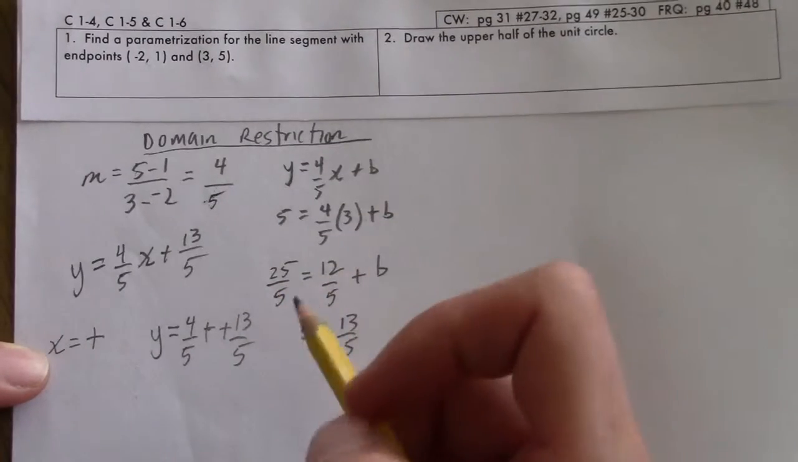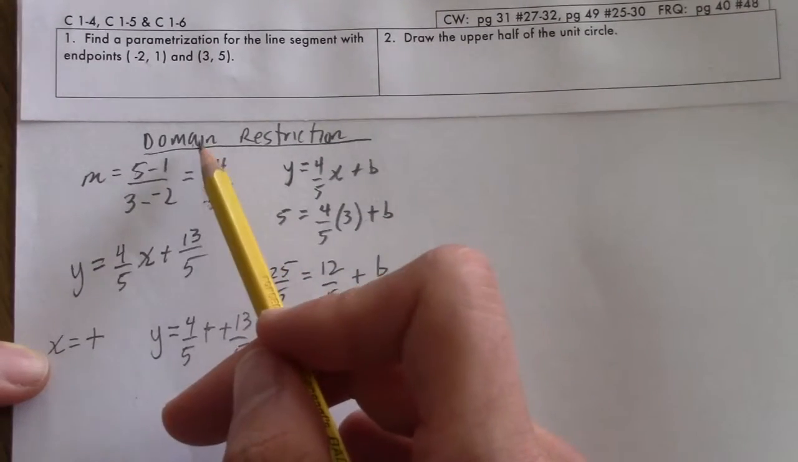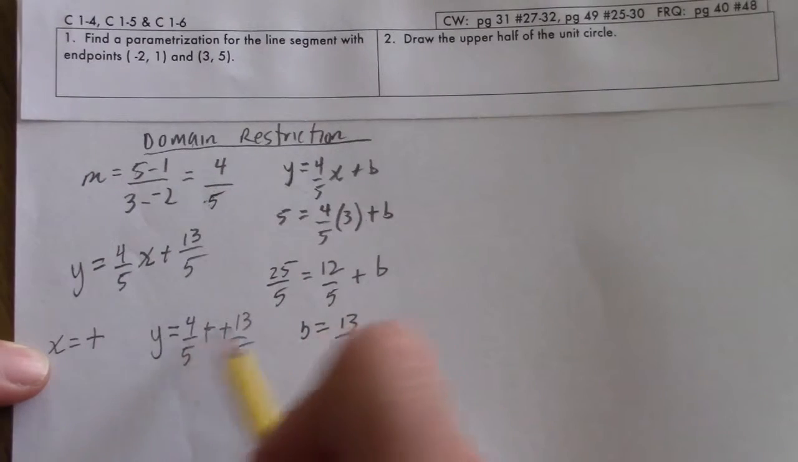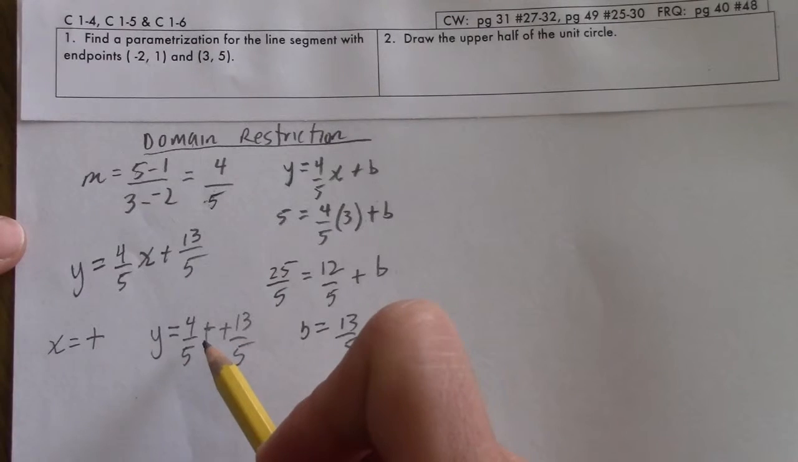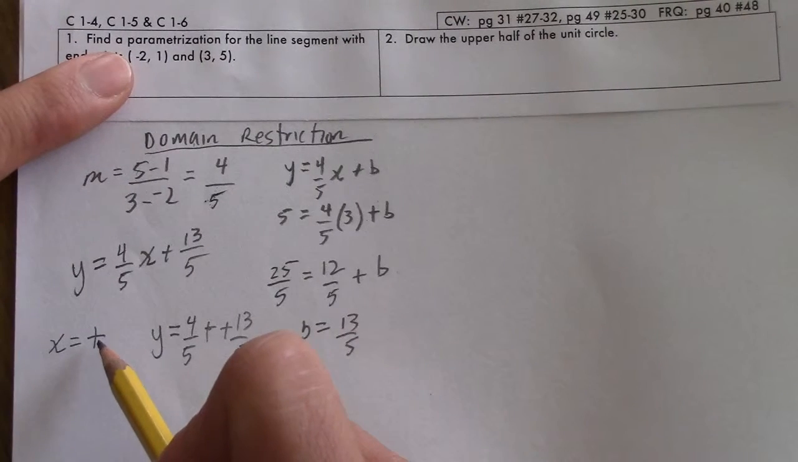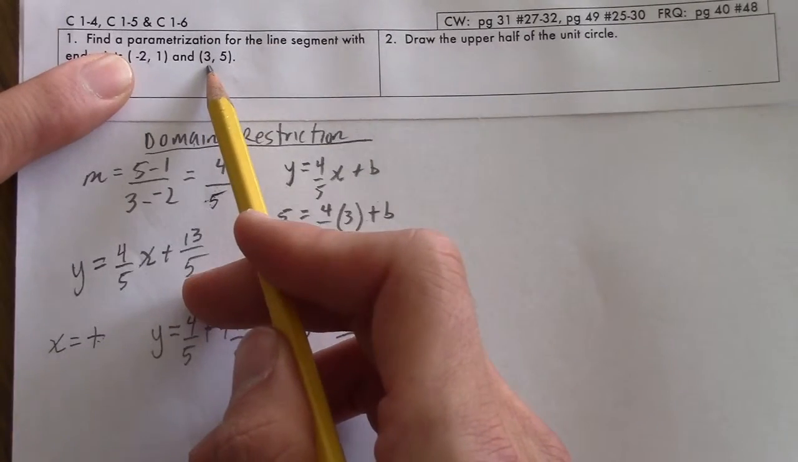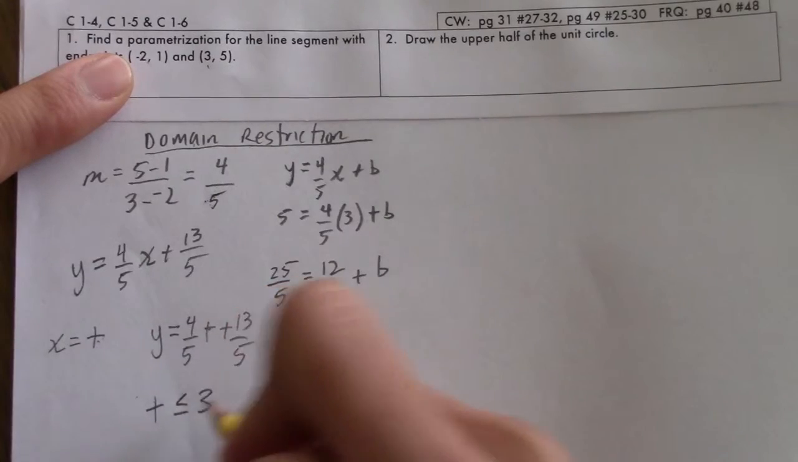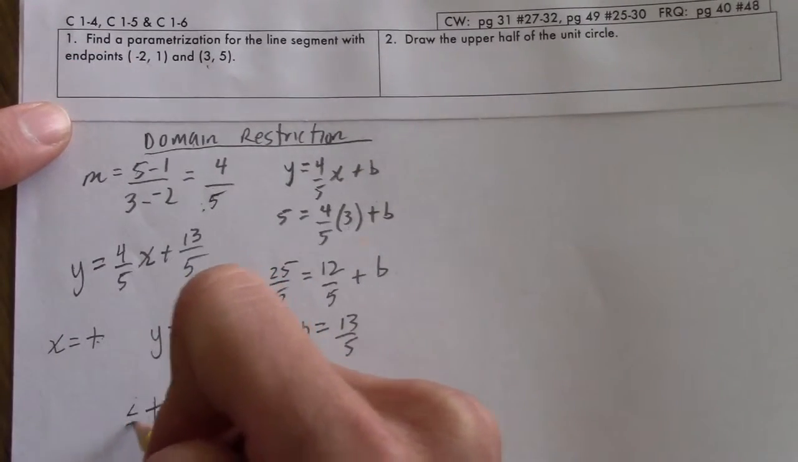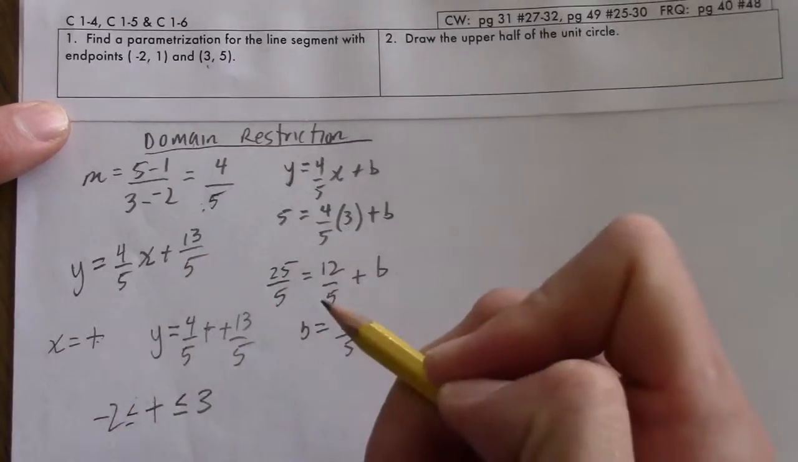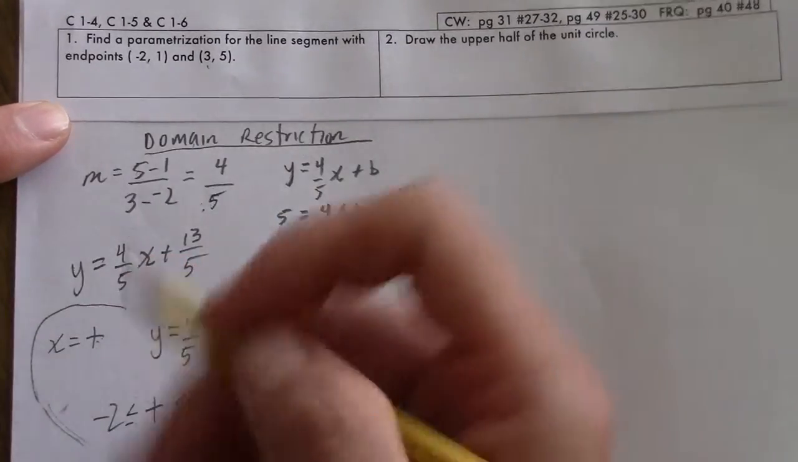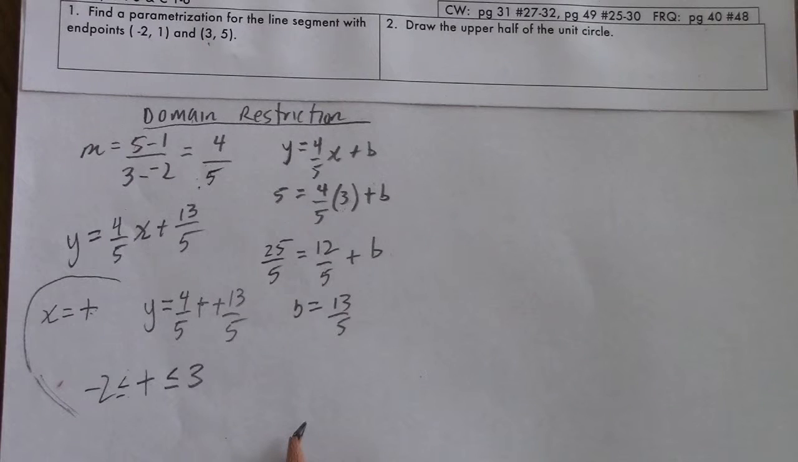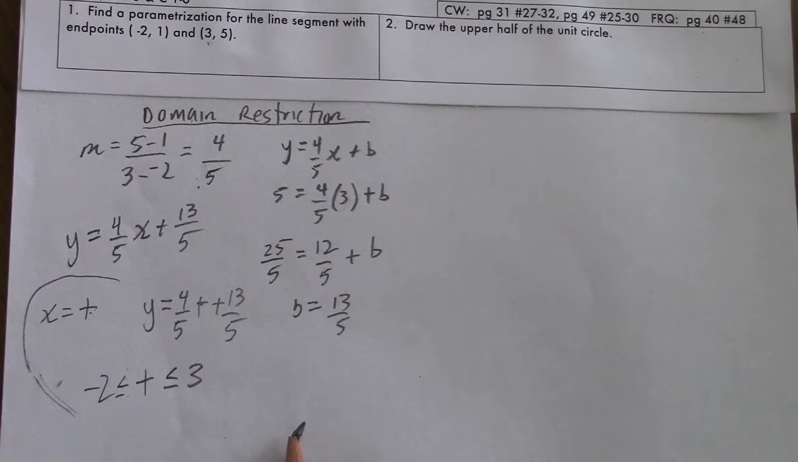But what we have to do here is restrict the domain, because if we graph this piece right here, that would just be a line going from -infinity to infinity. But we want the x values, aka the t values, to go from -2 to 3. So I'm going to restrict my t interval to those x values. And that'll give us our parametric equation.